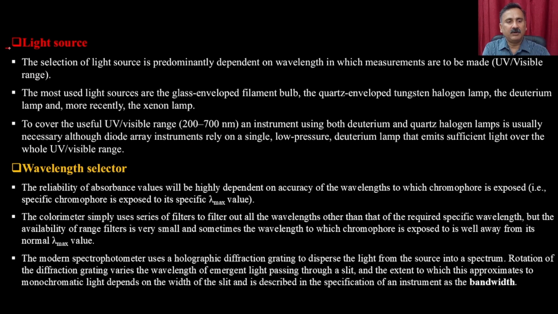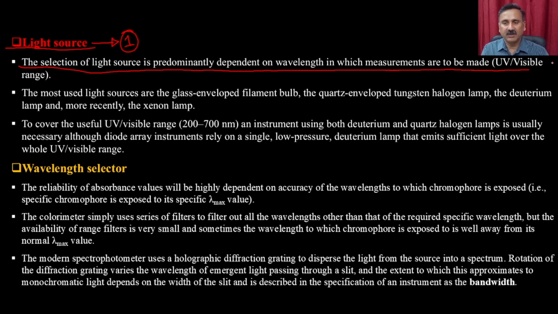Now, we will discuss the different components. So, first component is the light source, right? The selection of the light source predominantly depends on the wavelength in which the measurements are to be made. So, either the UV range or the visible range. The most used light sources are the glass enveloped filament tube bulb, the quartz enveloped tungsten halogen bulb, the deuterium lamp, and more recently the xenon lamp. So many of these lamps are available. You can use the tungsten lamp, the halogen lamp, the deuterium lamp, and you can also use the xenon lamp.